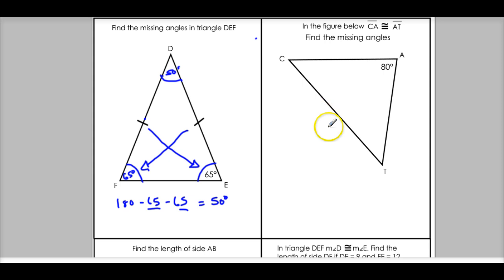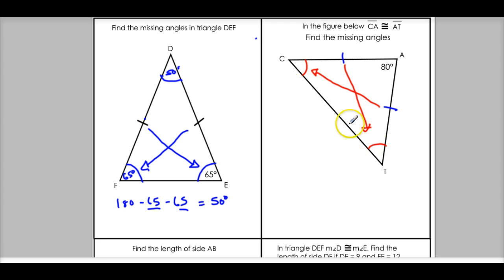Sweet. All right, in the figure below, we know that CA is congruent to AT. And we should probably mark that. CA is congruent to AT. Those are sides. We want to find the missing angles. Well, first let's start by drawing our lines again. So we know that opposite the congruent sides are congruent angles. So I'm going to draw my line so I know this angle and this angle are congruent. And now I'm going to make my congruent mark. So C and T are congruent.